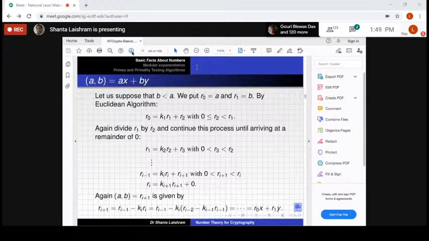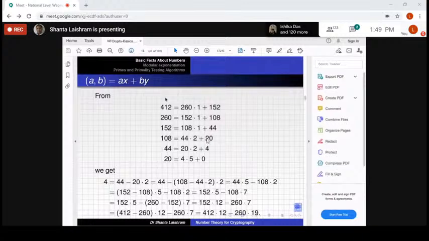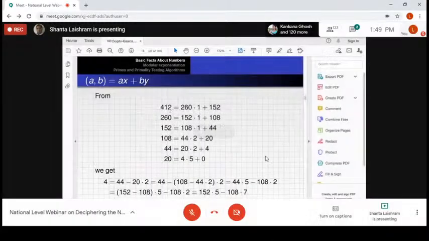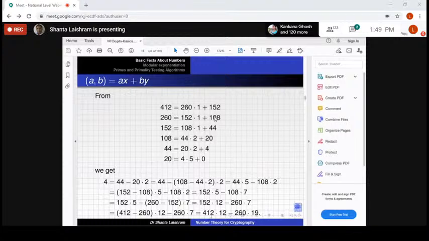One takeaway from this Euclid algorithm is that you can write the GCD as a linear combination of the previous two numbers. So for example, from this GCD of 412 and 260 to 152, you can write the number 4 as a linear combination of 260 and 152, and 412 as 412 into 12 minus 260 into 9.